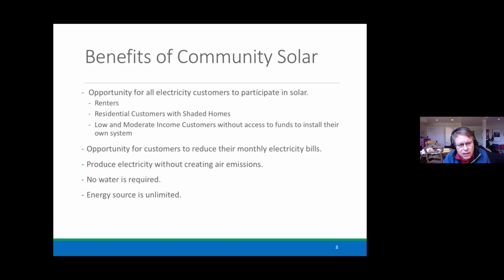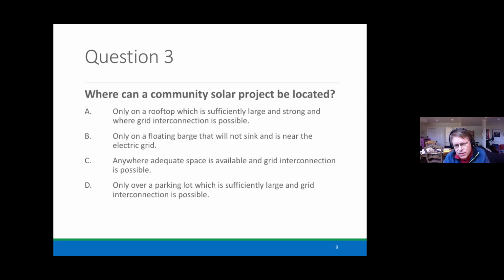Okay, and then we have a third question here: where can a community solar project be located? And so there are 4 possible answers. A, only on a rooftop where it is sufficiently large and strong and where grid interconnection is possible. B is only on a floating barge that will not sink and is near the electric grid. C is anywhere adequate space is available and grid interconnection is possible. And the last one is only over a parking lot which is sufficiently large and grid interconnection is possible. So I'd like you to make your selections there, and we can talk a little bit about how that process works.